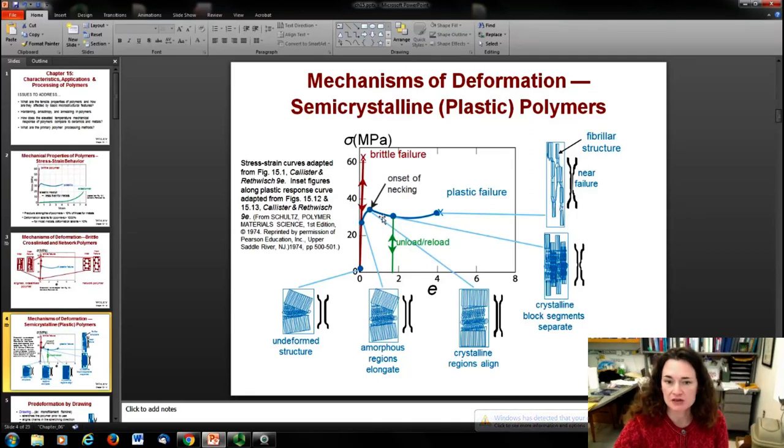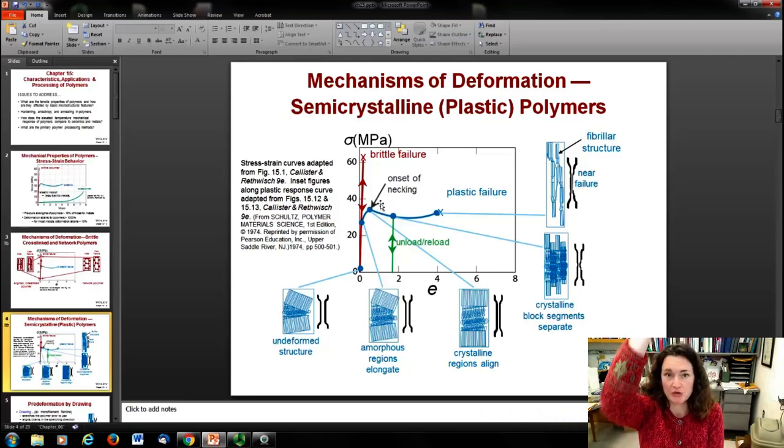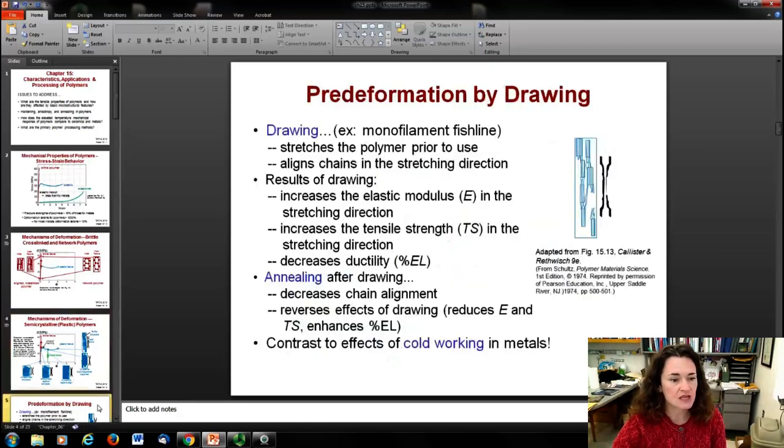So unlike in metals, the neck region in a polymer can substantially grow and grow and grow, and that corresponds to the polymer in that region strengthening. This is often called pre-deformation by drawing. So drawing, for example, is when you take a polymer and you stretch it out into a fiber. So for example, if you're making monofilament fish line, this would be by drawing. So you stretch your polymer prior to use to align the chains in the stretching direction. And what that can do for you is increase your elastic modulus in the stretching direction, increase your tensile strength in the stretching direction, but also decrease your ductility.